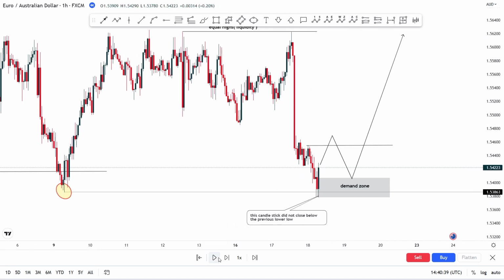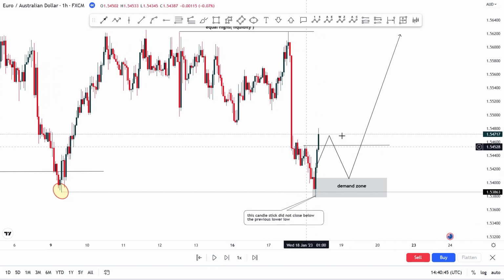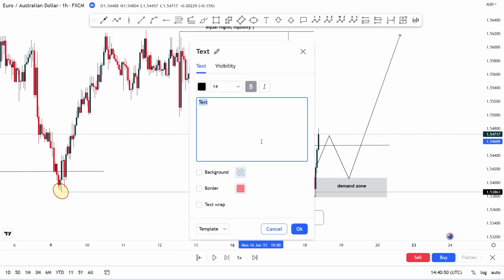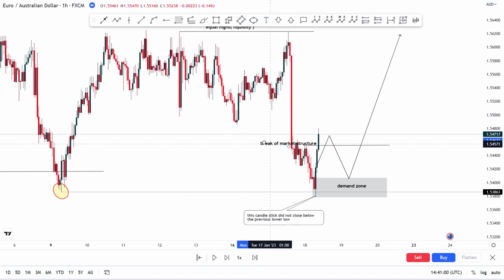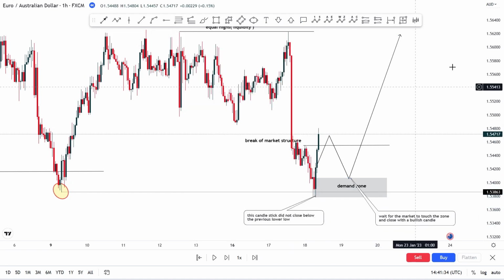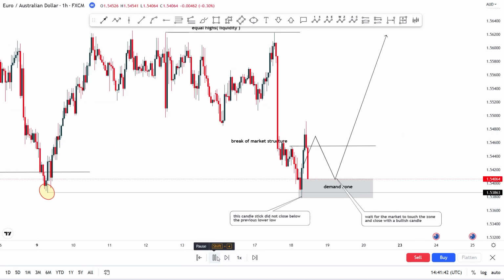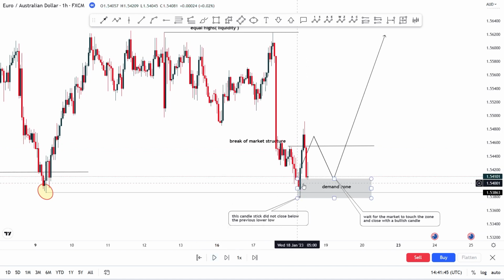And then what we have to do right now is wait for the market to also, okay, right now we can see that we have a break of structure here. We have a break of market structure on this side. Right now what we are waiting for is the market to tap into this demand zone and then close with a bullish candle. Okay, right now we have all the rules for this pattern, so let's wait and see what is going to happen. The market right now touched the zone and is trying to close with a bullish candle here. So let's wait for the market to close with a bullish candle.